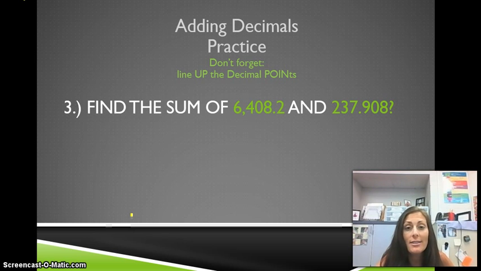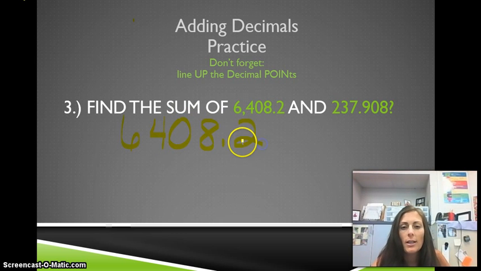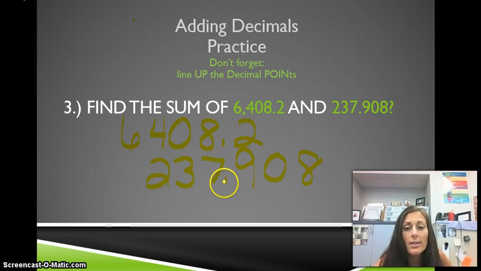6,408 and 2 tenths plus 237 and 908 thousandths. So go ahead and push pause and solve this problem and push play when you're ready to go over your answer. So when you wrote your problem, you needed to make sure you kept your place values lined up. And so we have our place values lined up. We have our decimals lined up.